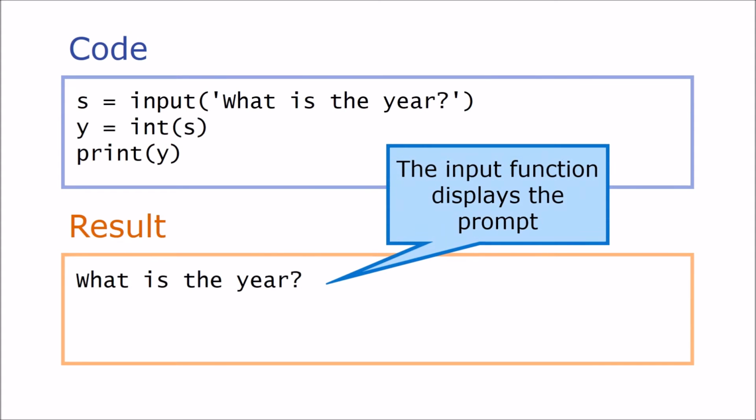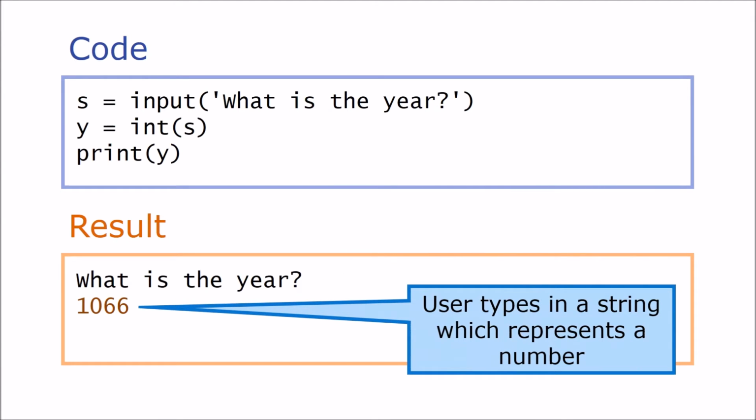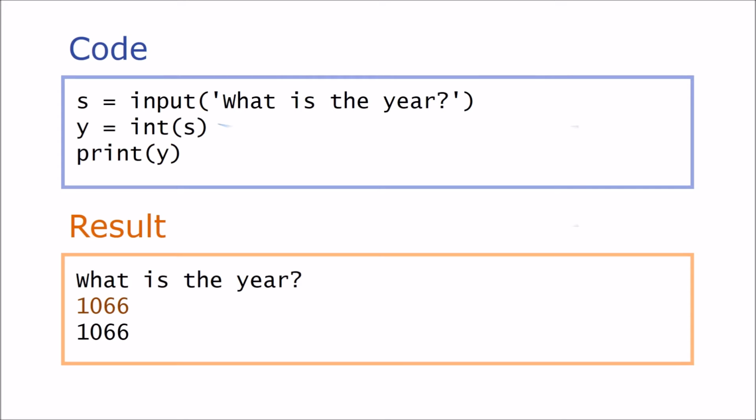The input function displays the prompt, and the user types in a string which represents a number. The int function converts the string to a number, and print displays it.